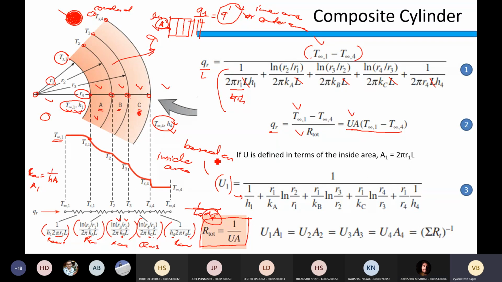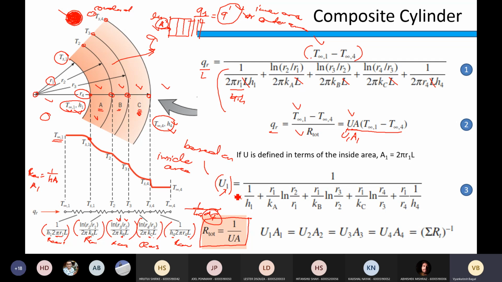When your definition of U is based on the inner surface area, it means this U is nothing but U1. So if this is inner U1, then A is A1. This is how you should read it. Then you will get this expression. So note down that equation, U1, it is very important.